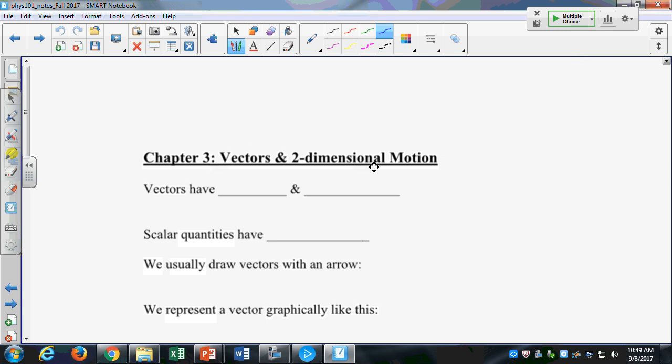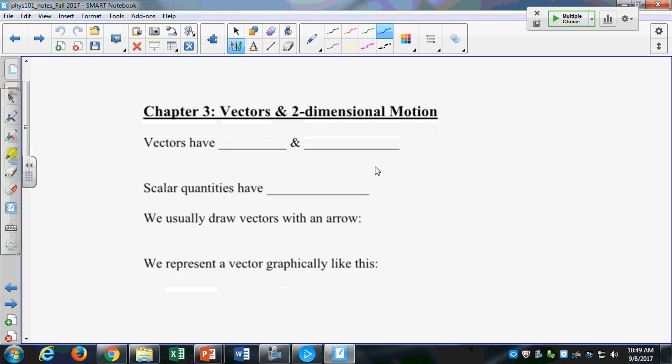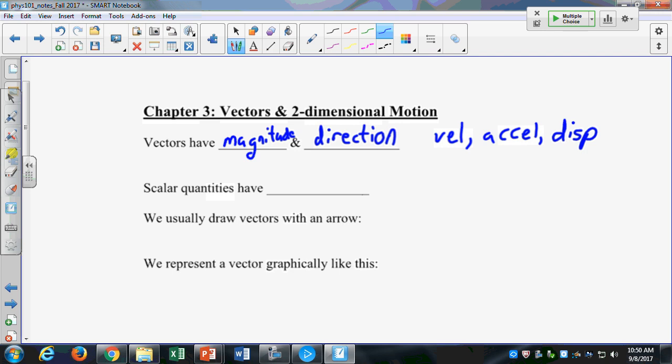Good dog? Okay, so vectors. We've already seen vectors a bit, or we've talked about vectors, and that is that they have a magnitude and a direction. We talked about some different vectors: velocity, acceleration, and displacement. Those are different from speed, for example, and distance, because those only have magnitude. Speed and distance would be scalar quantities, and they only have magnitude.